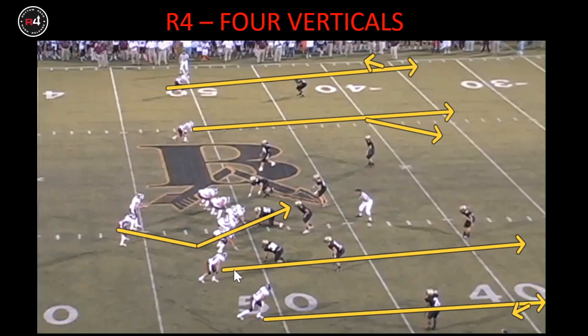With the R4 primary progression, we would always start with our lock seam to the boundary. That's our rhythm seam. Then we would go to the read seam to the field. Then we would work the rush route on the check down.